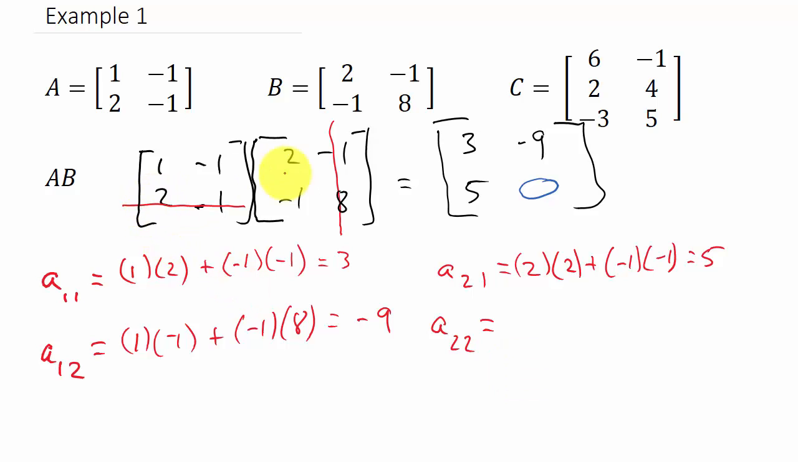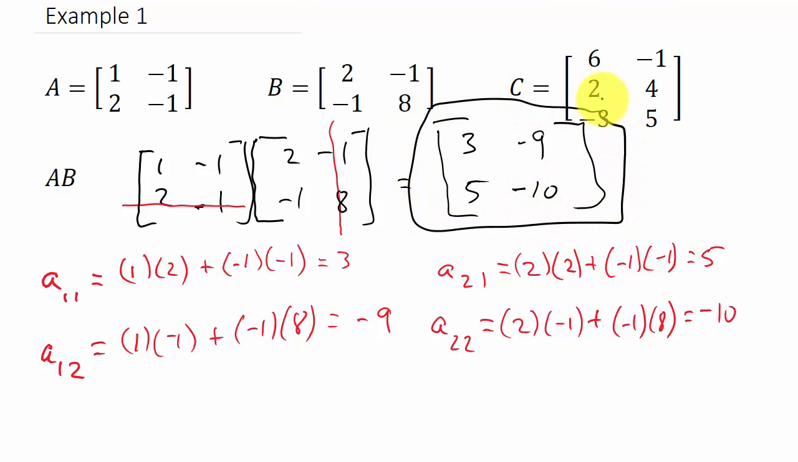Alright, so I have 2 times negative 1 plus negative 1 times 8. Okay. And that's going to be negative 2 plus negative 8, which is negative 10. And this is our answer.